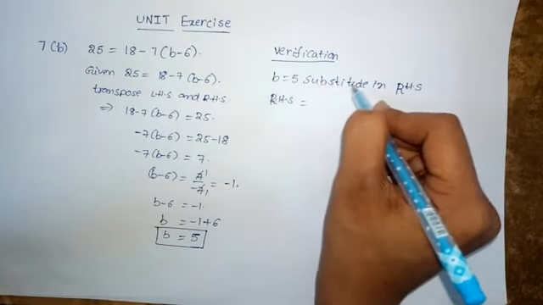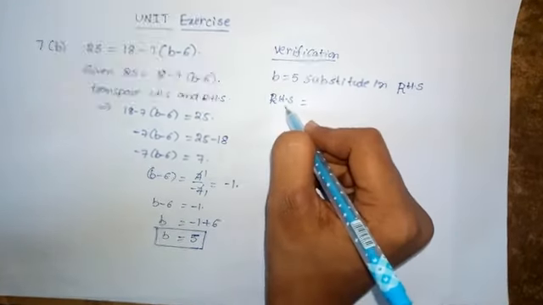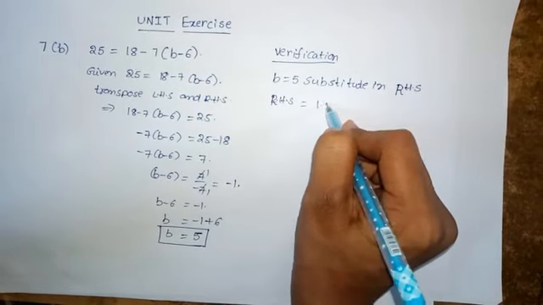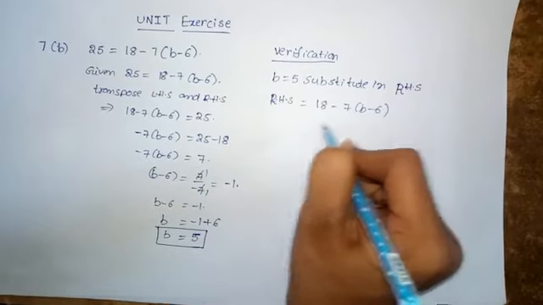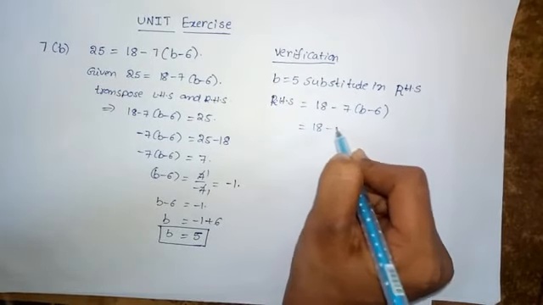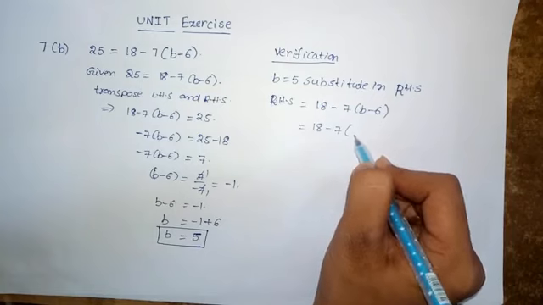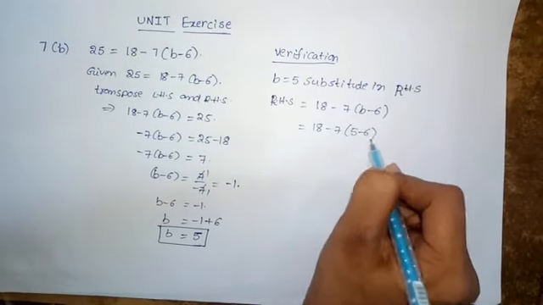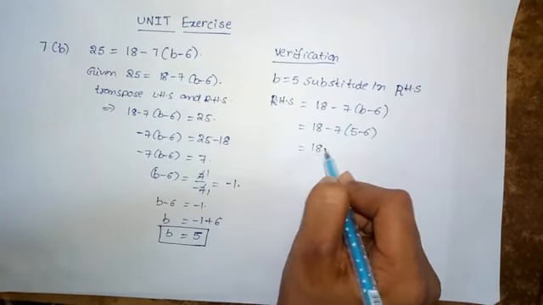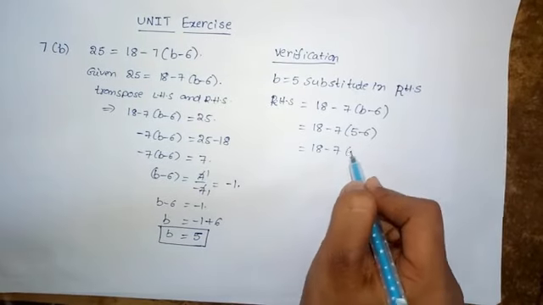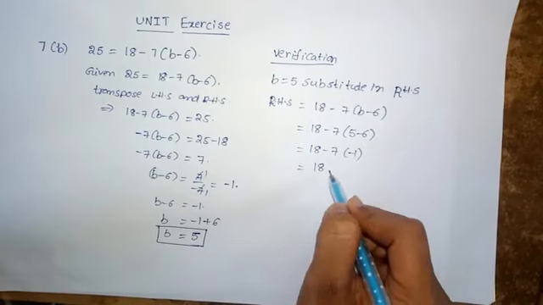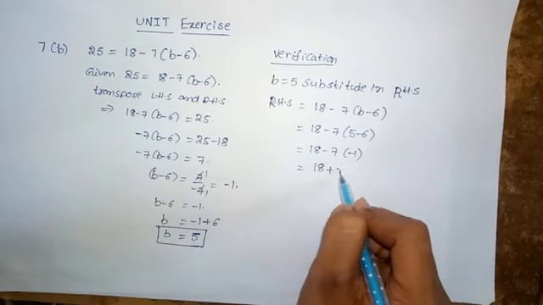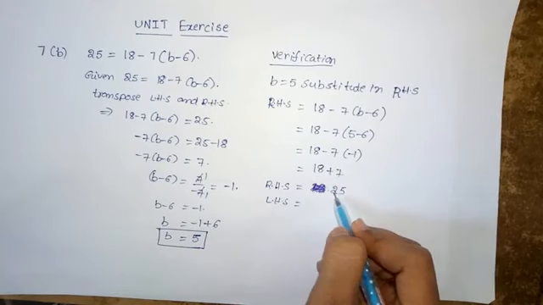Substitute B equal to 5 in RHS. So RHS is equal to 18 minus 7 into (B minus 6). Now the B value is substituted as 5. So 5 minus 6 becomes minus 1. It is equal to 18 minus, minus into minus becomes plus, 7 into 1 becomes 7. So 18 plus 7 becomes 25. So RHS equal to 25.